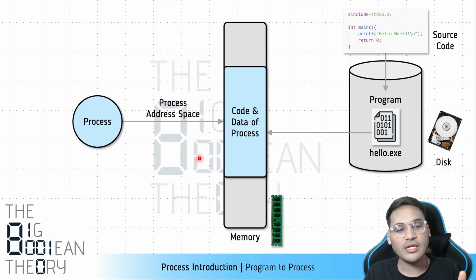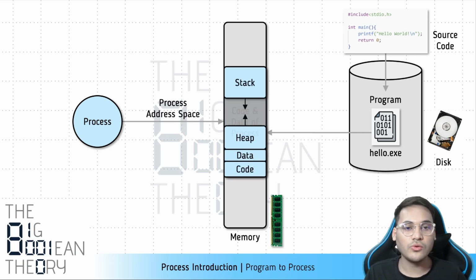Once the code and data for the process are present in the address space, the CPU can begin the execution. But before we get to that part, let me also explain how the address space is divided into different sections. The operating system organizes the code and data in a certain layout in the address space. As you can see, there are majorly 4 different sections in the address space.